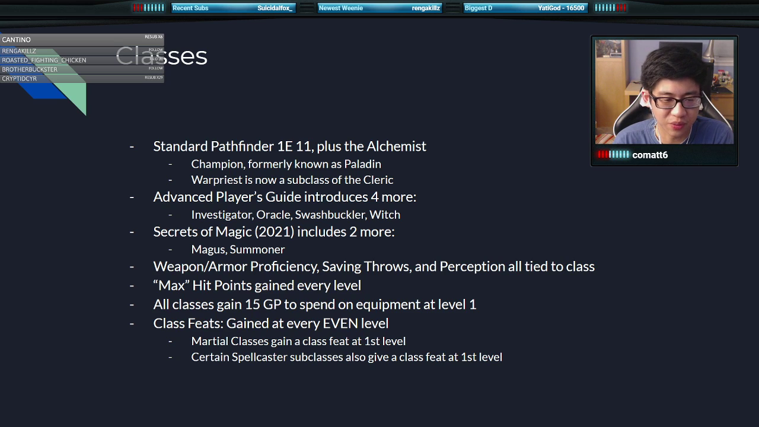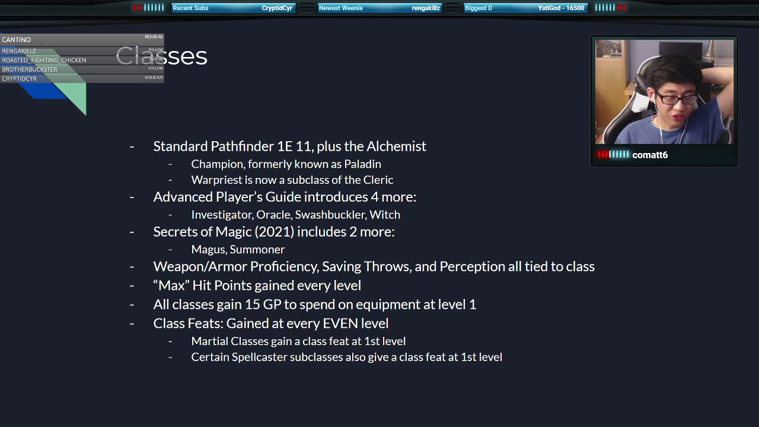saving throws, and perception. There is going to be some overlap, of course. Most casters are proficient with all simple weapons and nothing more. The Bard gets a little bit more. They get the short swords, short bow, whip. The Wizard gets less because they only get the club, dagger, crossbow, staff, and a couple of other things. I don't know. All the martial classes, except the Monk, are trained in martial weapons. So, the long sword, long bow, that sort of thing.